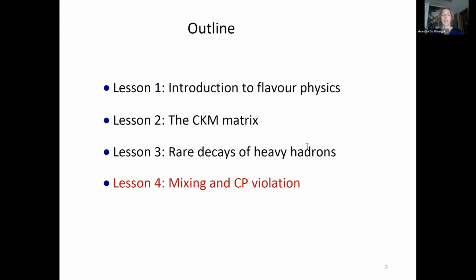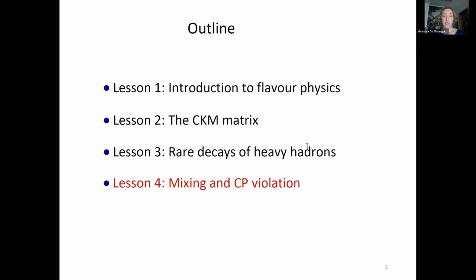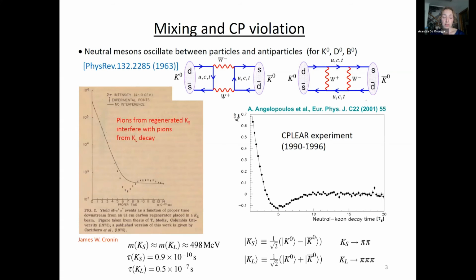Okay, so let me finish these lectures by talking about mixing and CP violation. I think this subject will be very well addressed by Karim Trabelsi, because it has been a very important subject for the B factories, for the BaBar and Belle experiments. But let me give you a brief introduction that will be developed in the coming days.